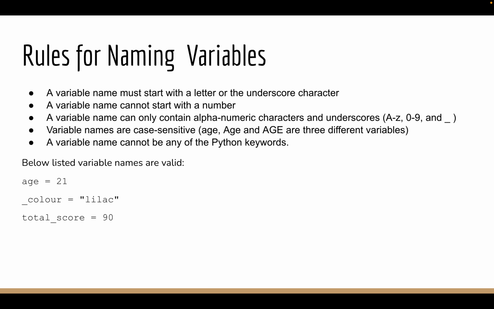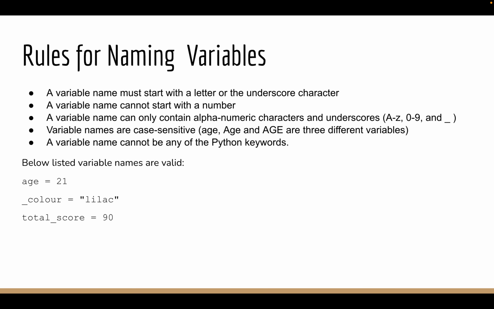There are several rules for naming variables. A variable name must start with a letter or an underscore character. A variable name cannot start with a number. A variable name can only contain alphanumeric characters and underscores. Variable names are case sensitive. That is, if we write a name in lowercase and repeat it in uppercase, both are two different variable names and we must be cautious about it. A variable name cannot be any of the Python keywords. What keywords are and all those, you will be learning in the upcoming lectures.